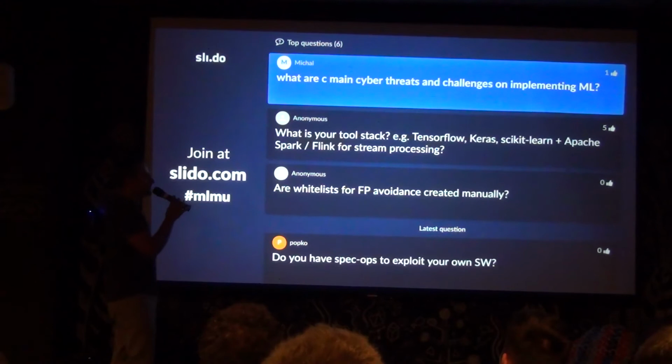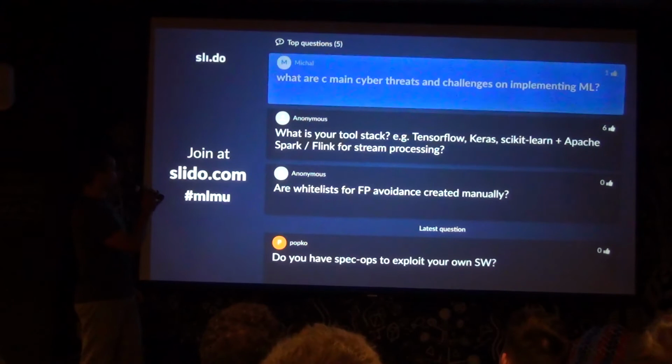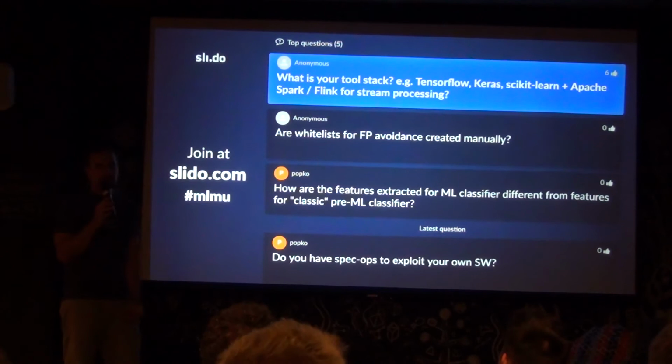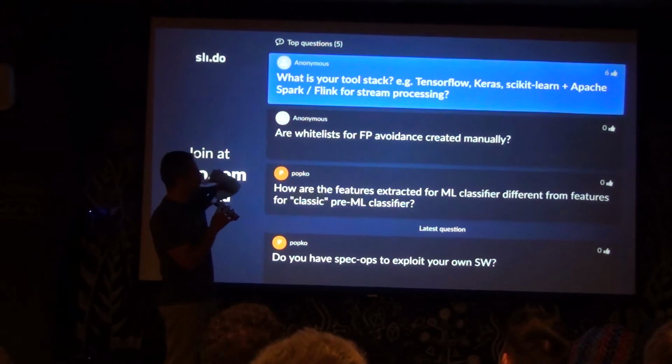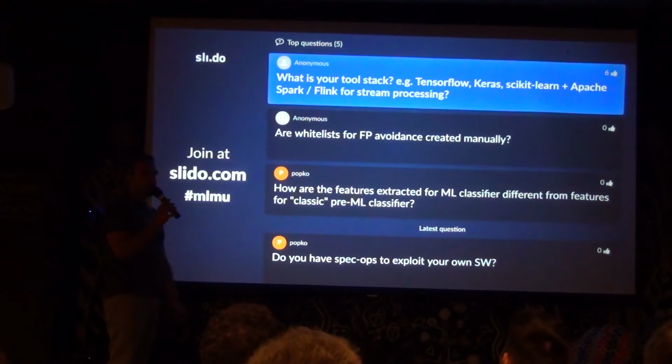Okay, what is your tool stack? Yeah, so depending on the project, we have a lot of custom things. For example, for large scale similarity matching, we have a custom system. We use scikit-learn for, let's say, academic things. We use TensorFlow for deep learning. Spark, for example, is used in the URL reputation system. So basically, depending on the project, we have different tools.